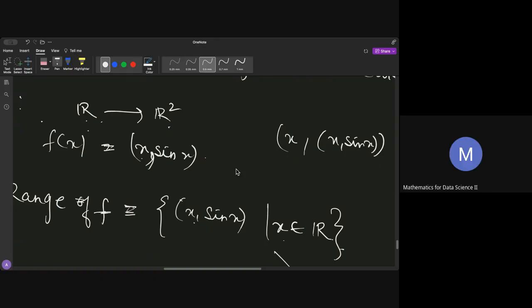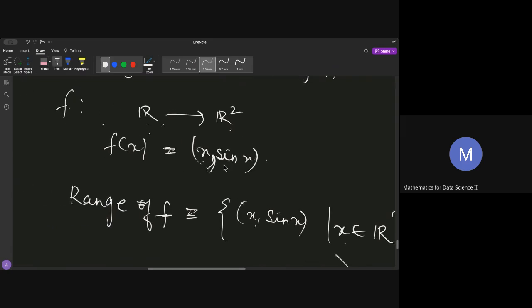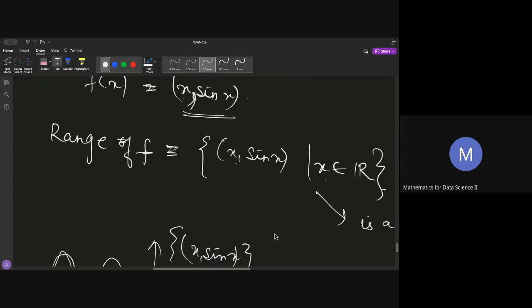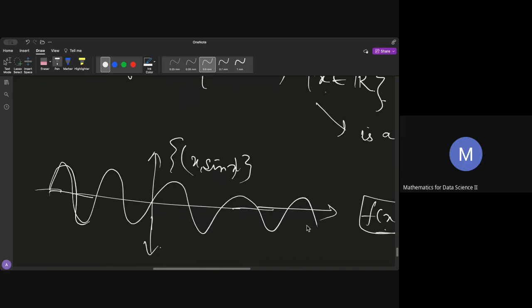But we're not talking about the graph of this function. We are talking about the range of this function. The range of this function is the collection of all these type of pairs, right? X comma sin x type of pairs is the range of f. And if you plot the range of f, that gives you a curve. This is a curve in R2.